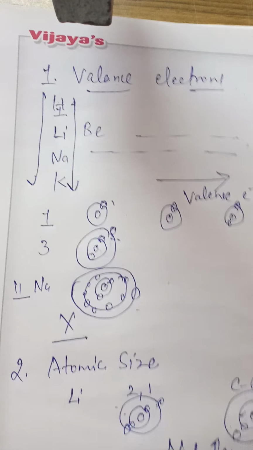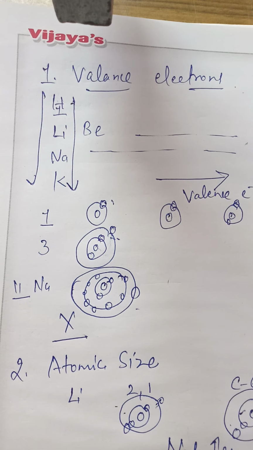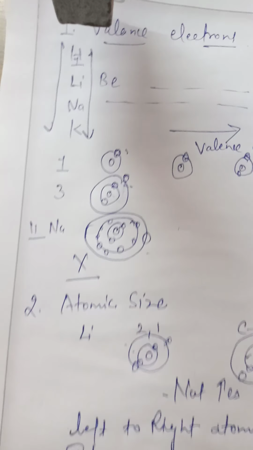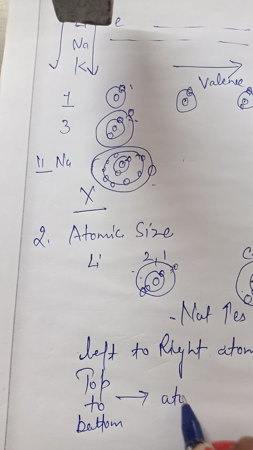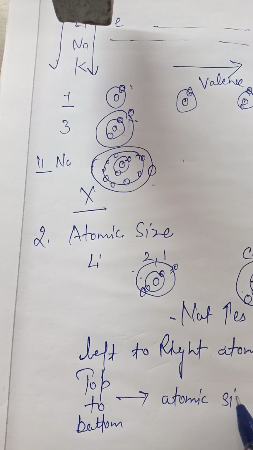And as we move from top to bottom, as we observe here, first shell, second shell, third shell, the number of shells increases, so from top to bottom atomic size increases. Clear to you?